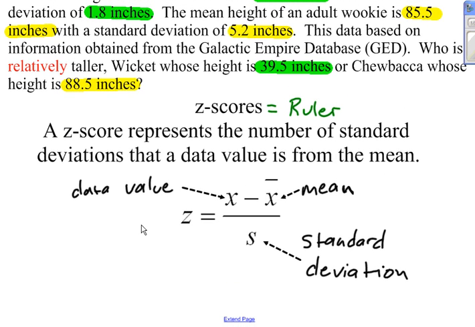So throughout this lesson, we're going to be taking a look at z-scores. So you should know this formula and know that a z-score represents the number of standard deviations that a data value is from the mean. It's like a ruler. It's a measurement. And you should also know the formula for a z-score. So we'll take a look at that as we go through this lesson.